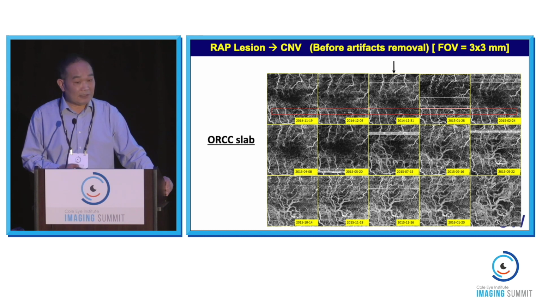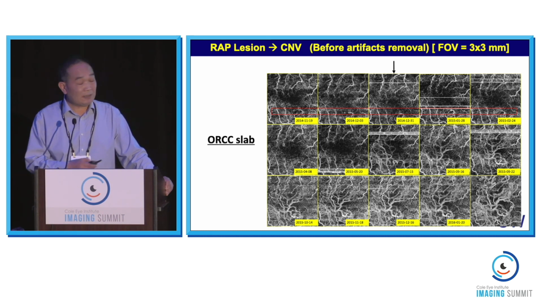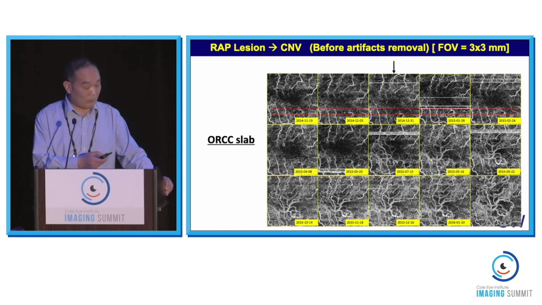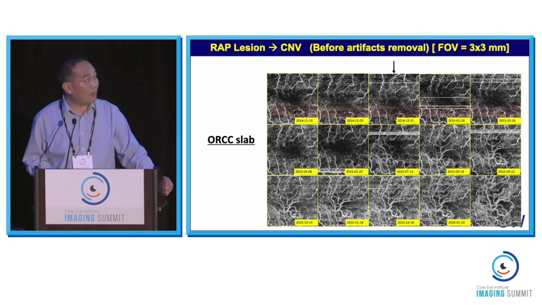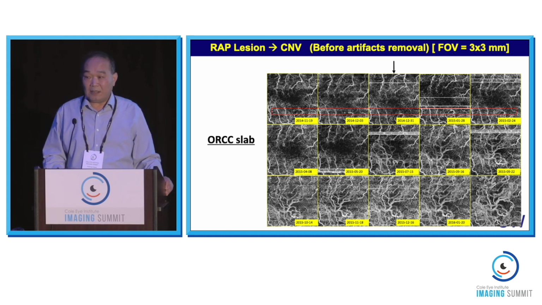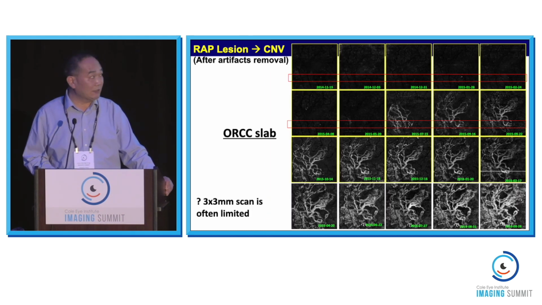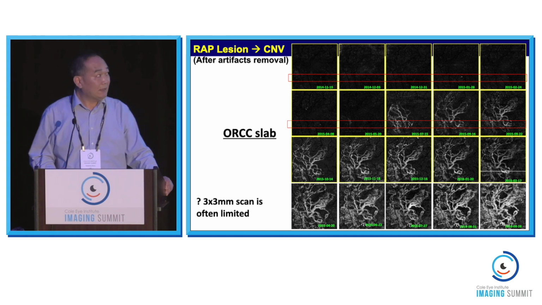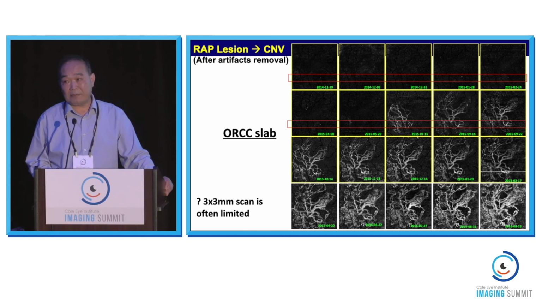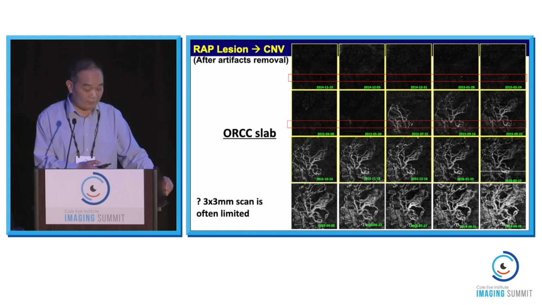In this case, if you look at the ORG slab to visualize the CMV and type 3 lesions, that's going to be very difficult because you have enormous projection artifacts, and you have to remove these projection artifacts. If you apply that algorithm, the type 3 and the type 1 lesion really stand out. And this is a 3x3. 3x3 is often limited in covering the whole lesion, and that makes it difficult to quantify, right?